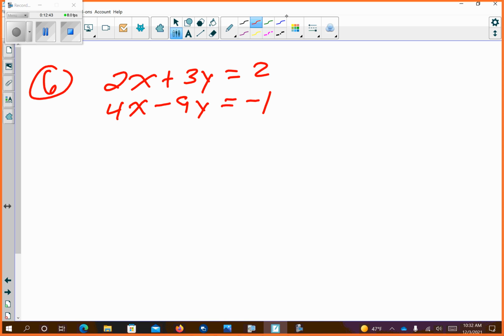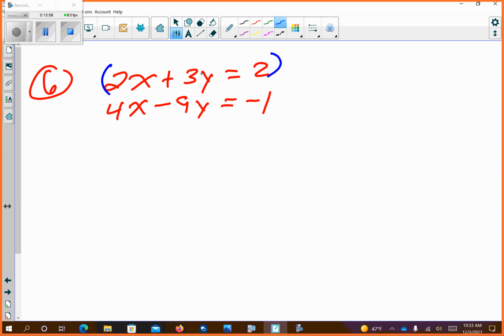All right, so my friends, what do you think we should do? I can't add them together to have an x or a y go away. Yes, sir? Would you multiply the top one by negative 2? Oh, okay. You totally could choose that. If you choose to do that, you can get rid of the x. Okay, I like that.